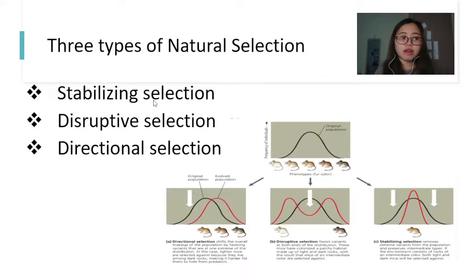After stabilizing selection or disruptive selection or directional selection, the graph is going to change based on the frequency of those genotypes. Okay, so let's have a look at each of these types of natural selection.